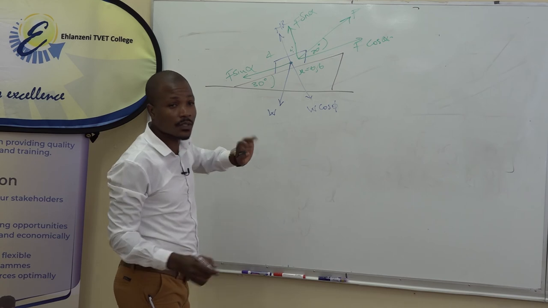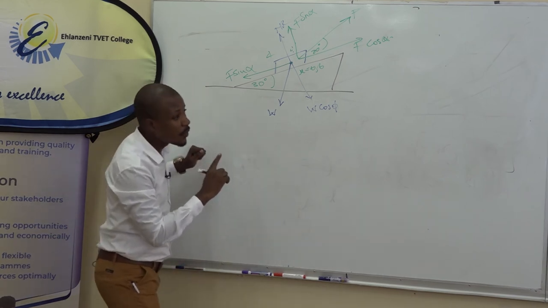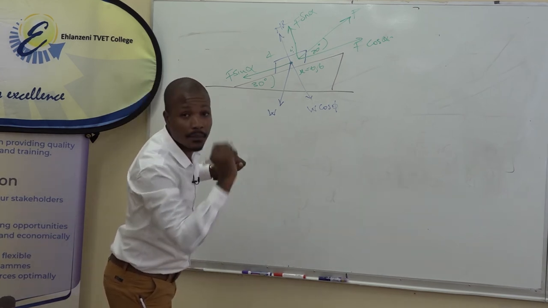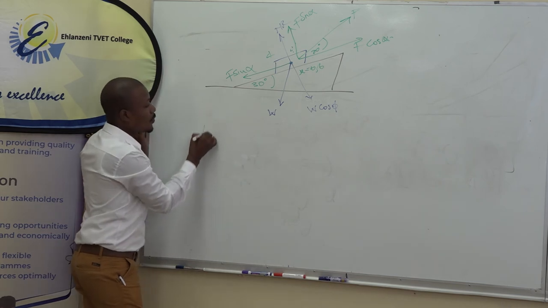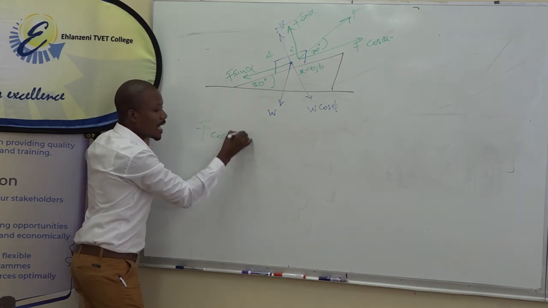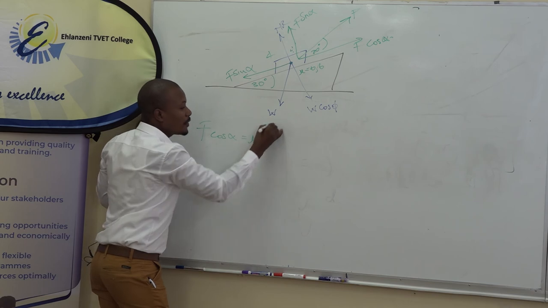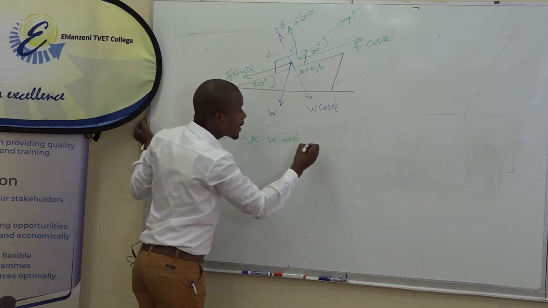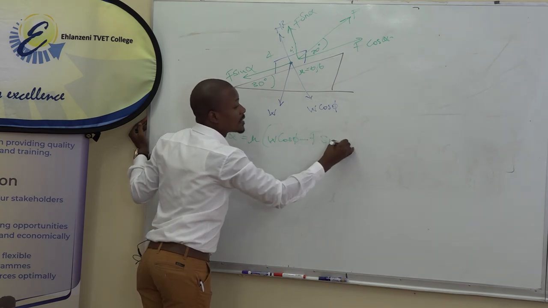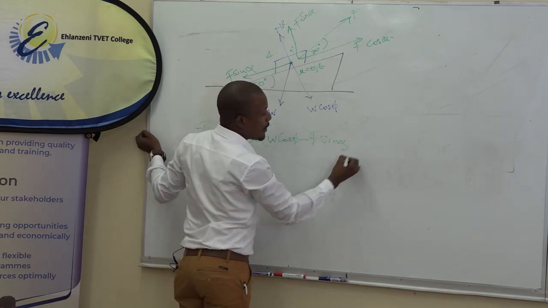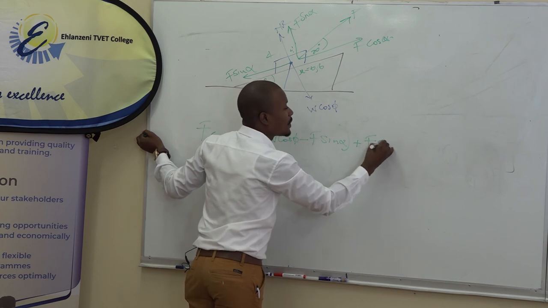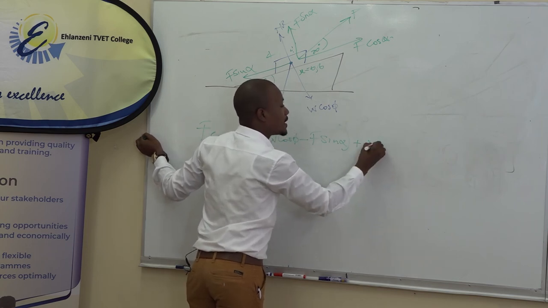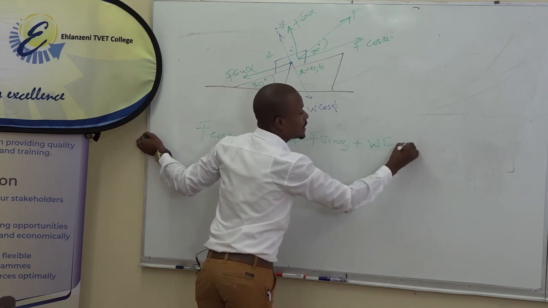Which equation do I use? I'm looking for pulling where? Up. Pulling up the slope. So pulling up the slope would be F cos alpha is equal to coefficient times W cos theta minus F sine alpha, plus W sine theta.